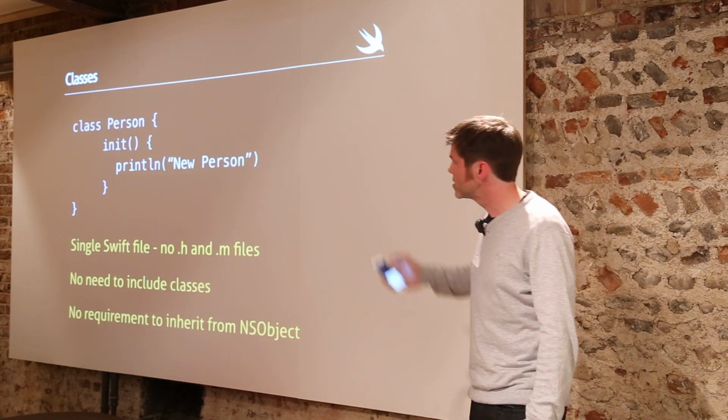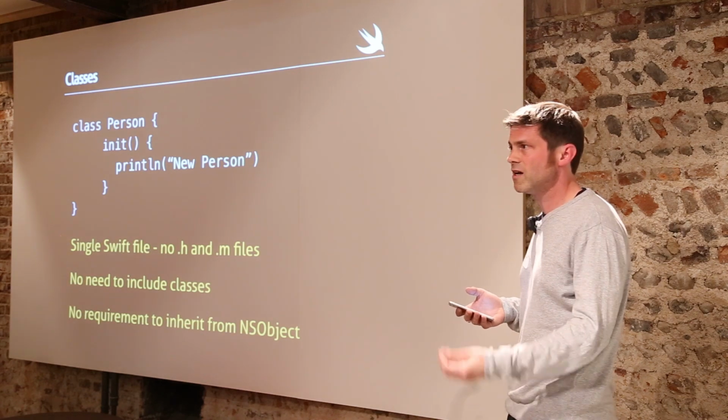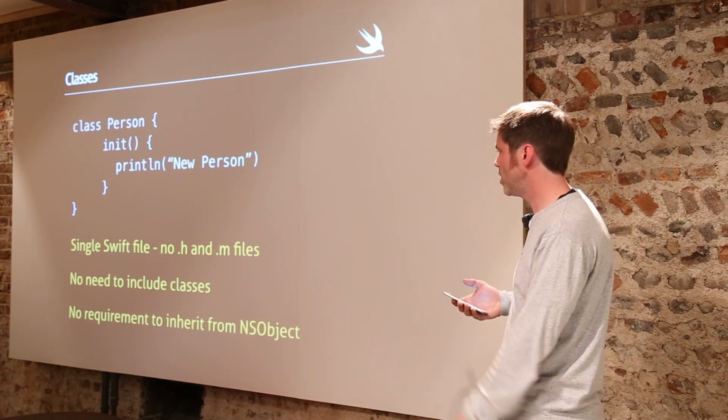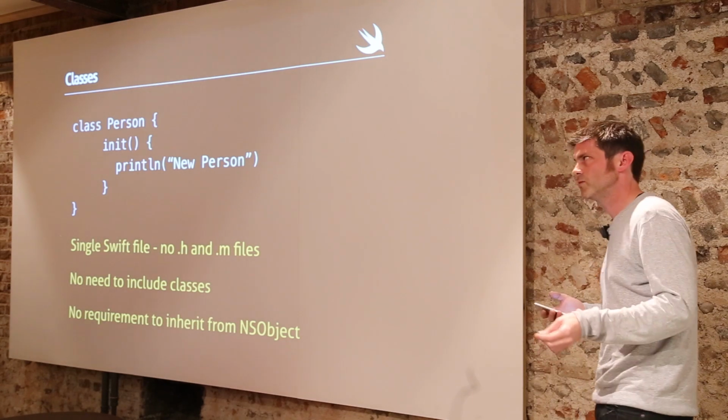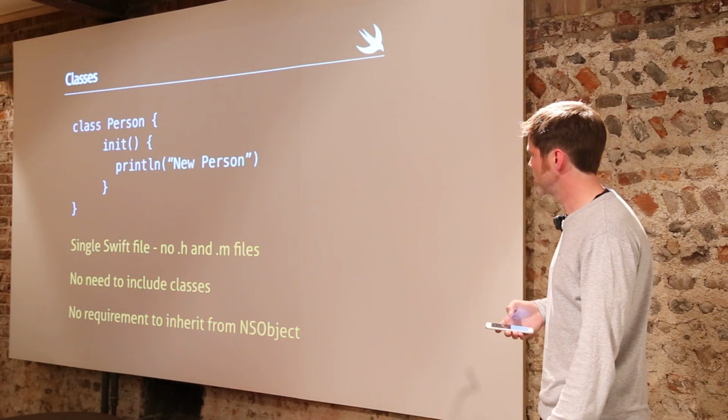And you might notice that our class of person is a base class. It's not inheriting from NSObject like you have to do in Objective-C. So you can create these base classes, which is also pretty useful.